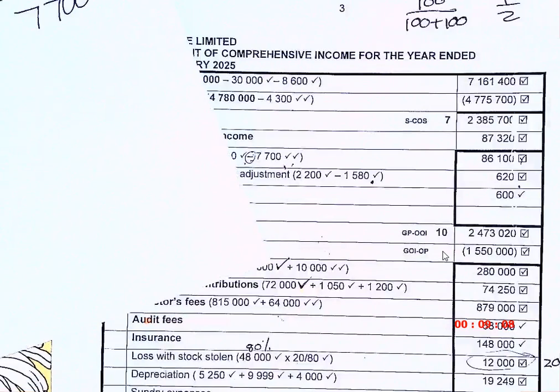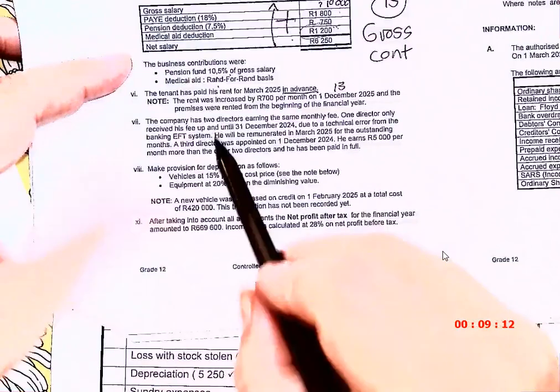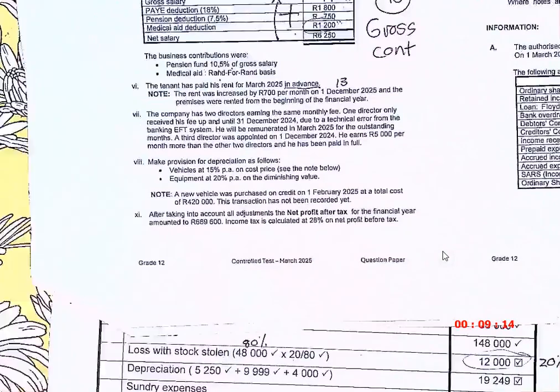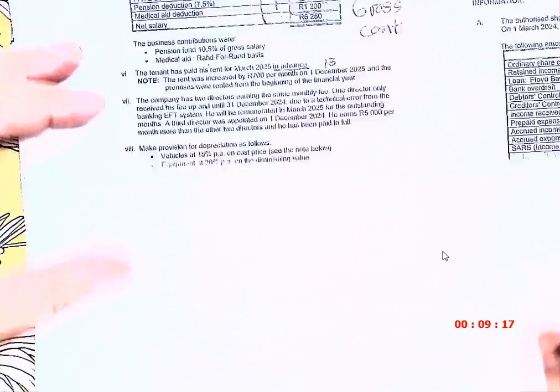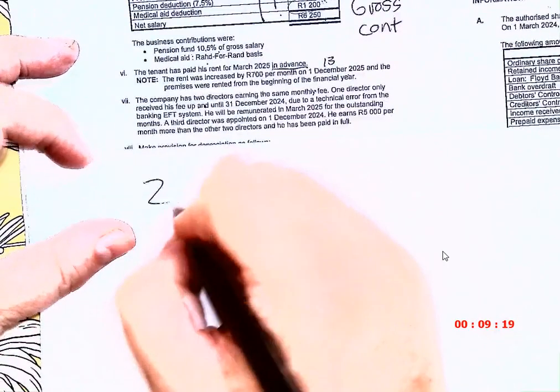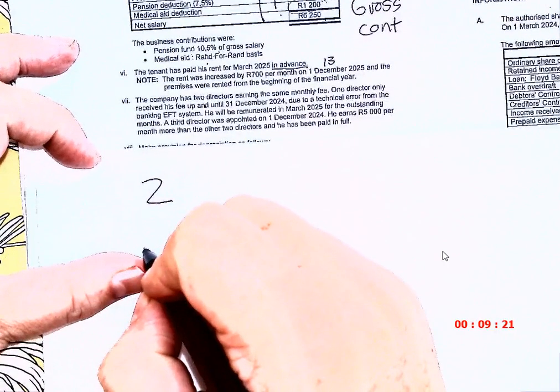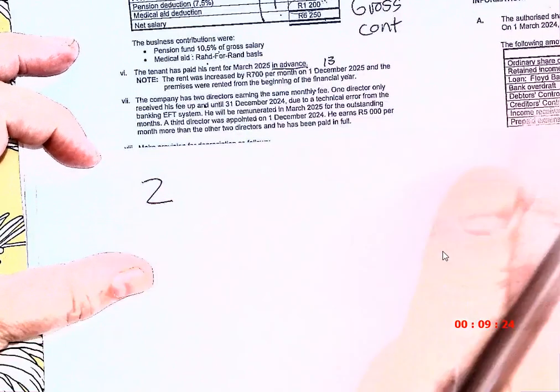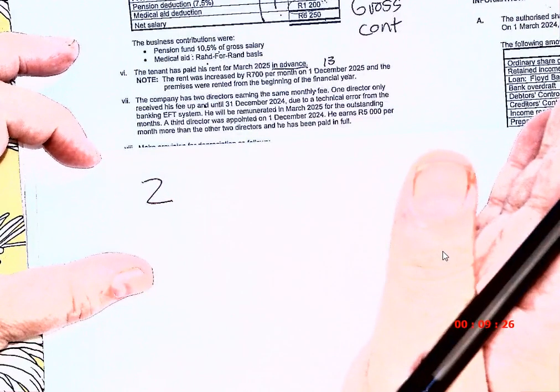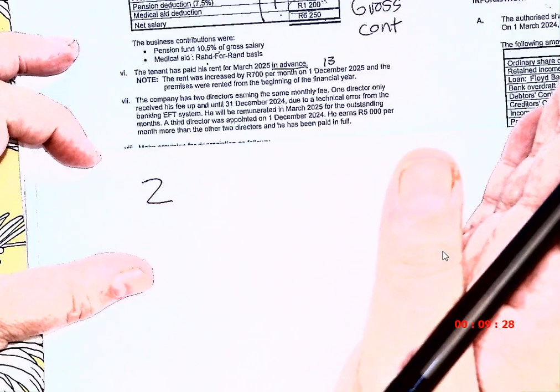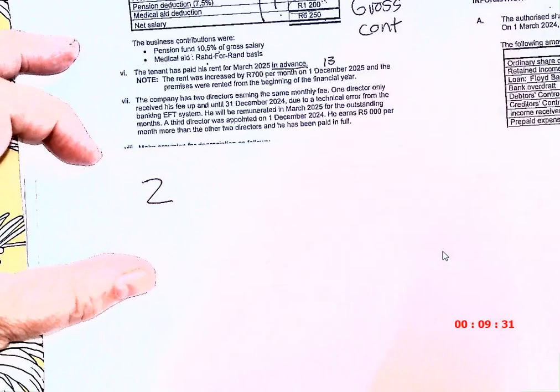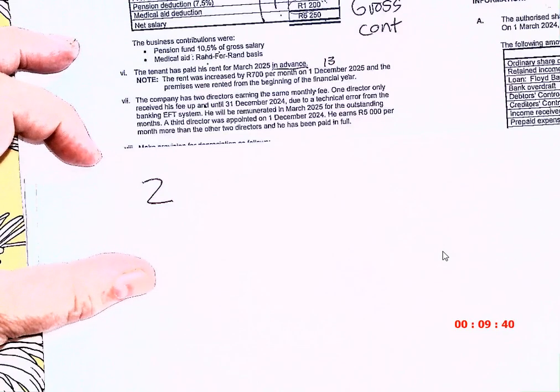Okay. Now, next one. The company has 2 directors. So let's go look at this one. He's got 2 directors earning the same monthly fee. You agree with me? That gives you 24 months. Does that make sense to you if I say 24 months? Because I say one director every month is 12 months. Second director every month is 12 months. So together it's 24 months.